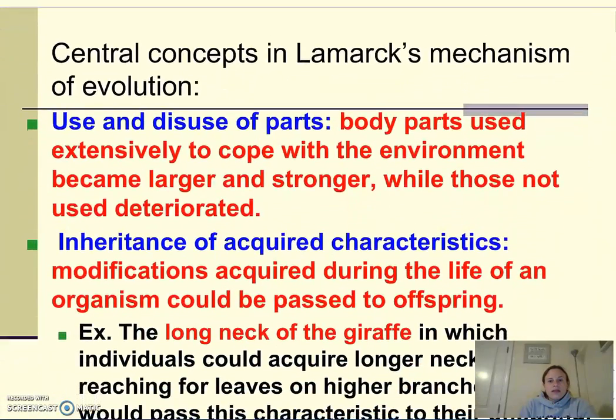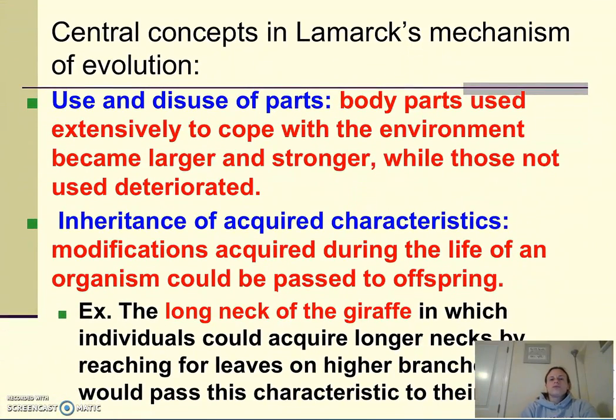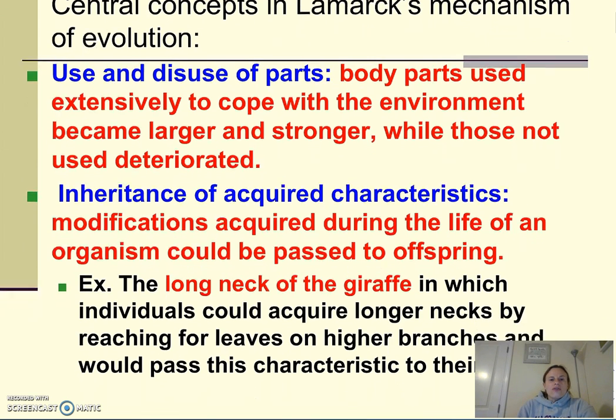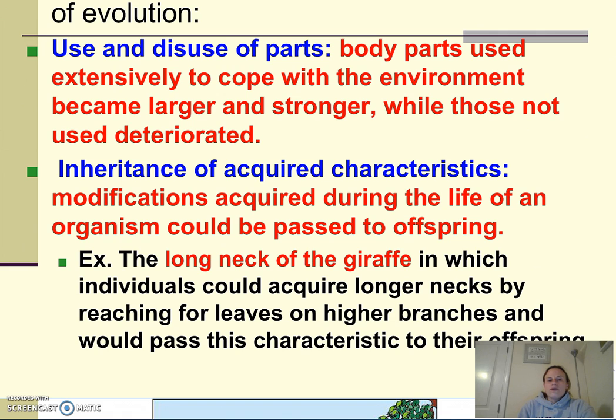Now Lamarck's theory centralized on these two concepts: his idea of use and disuse, and the inheritance of acquired characteristics. So Lamarck's thoughts were, well, if you use a body part, then it's going to become larger and stronger, whereas if I don't use a body part, it's just going to deteriorate. Now, those body parts that I do use that become larger and stronger are then going to be inherited by offspring, giving rise to this idea of inheritance of acquired characteristics.